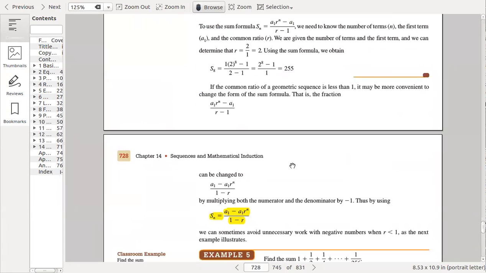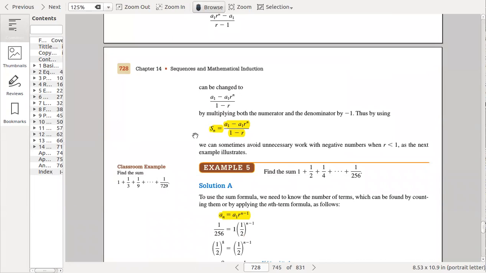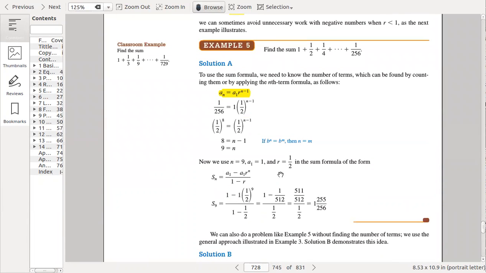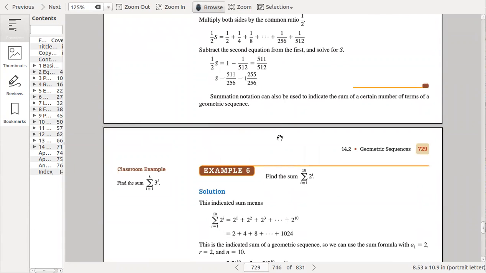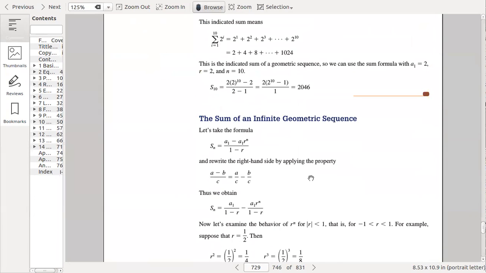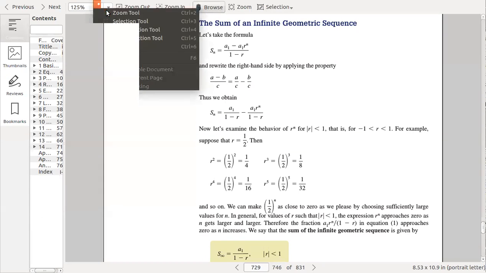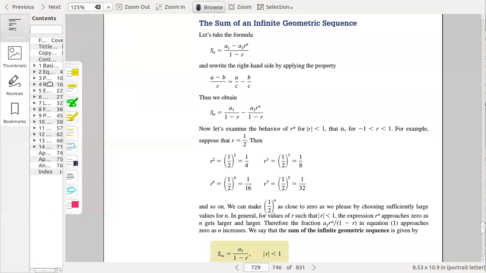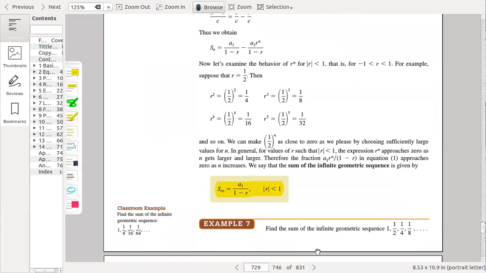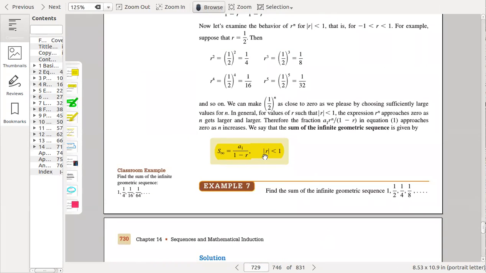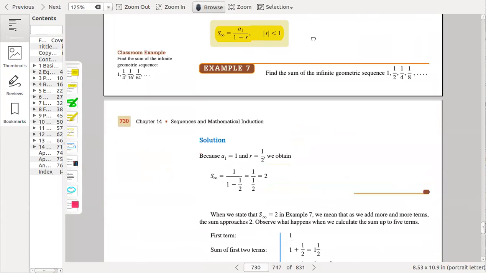But if there are infinitely many terms, and the second condition is that absolute value of r is less than 1, or lies between minus 1 and 1, then we will use a different formula. So what is the formula? The formula is S infinite is equal to a1 over 1 minus r, where absolute value of r is less than 1.